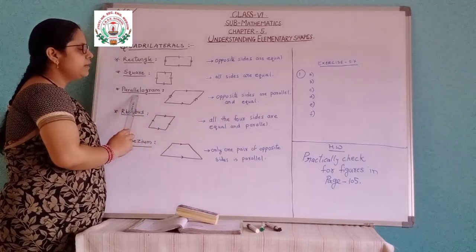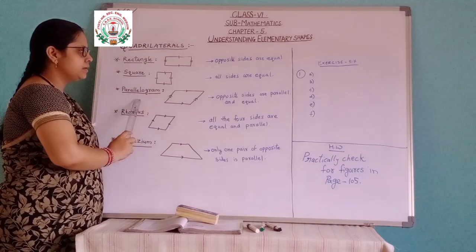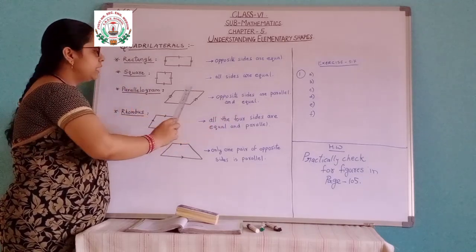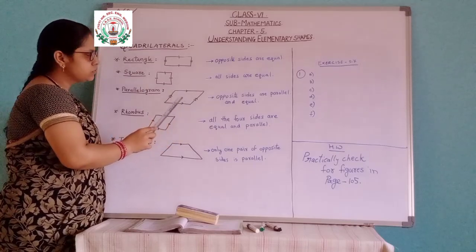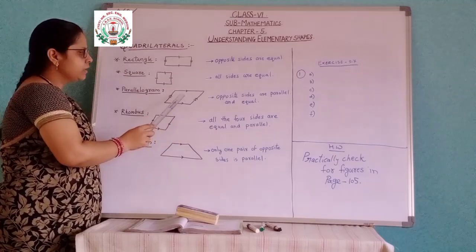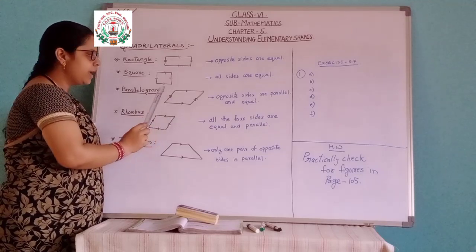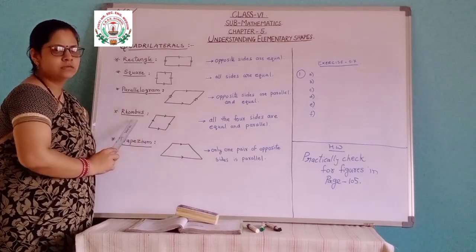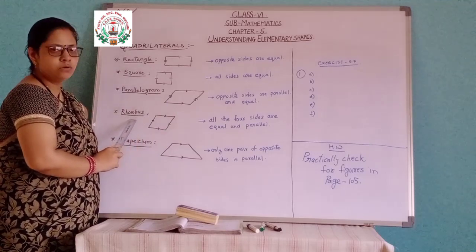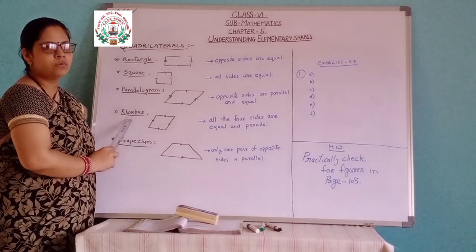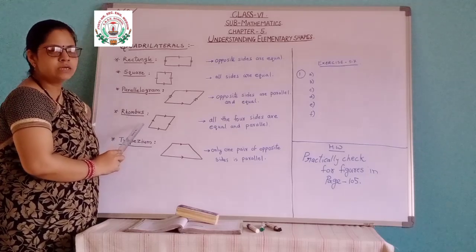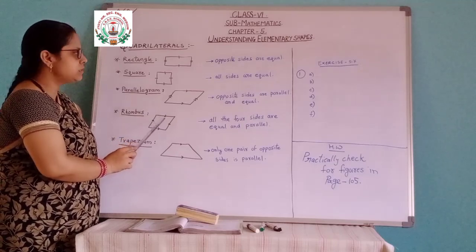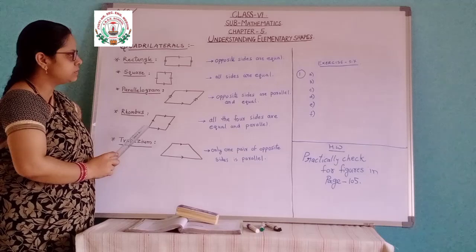So the quadrilateral which is having opposite sides parallel and equal also, this type of quadrilateral is called a parallelogram. So here opposite sides are parallel and equal. This is called a parallelogram. Now next, a special type of quadrilateral, rhombus. Now what is the condition for rhombus? Rhombus means the first condition is that all the four sides are equal. Square is also having all the four sides equal.